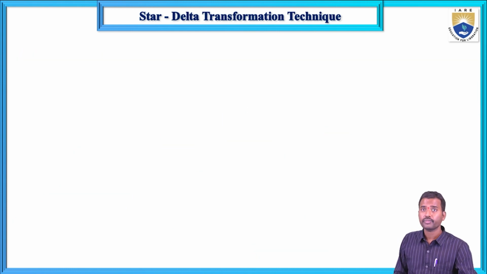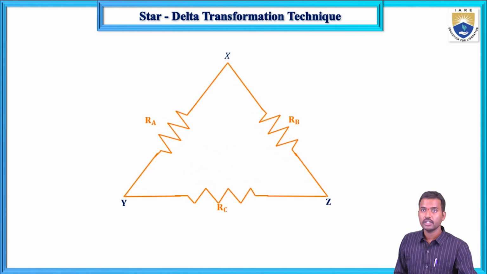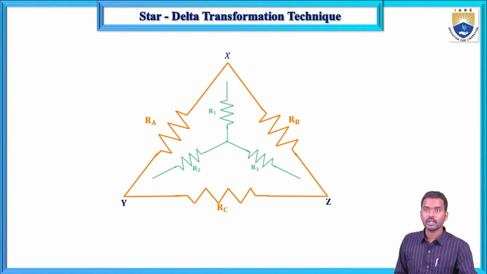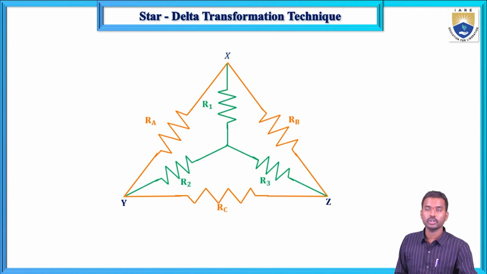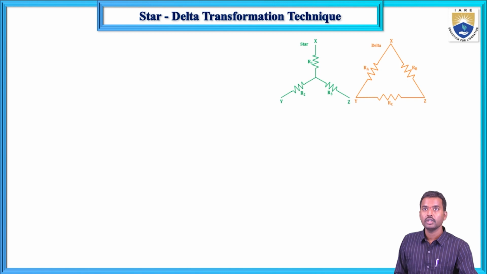Now here, this is the delta connection, and this delta connection is replaced by a star connection, that is delta to star conversion. Now here, the derivation.